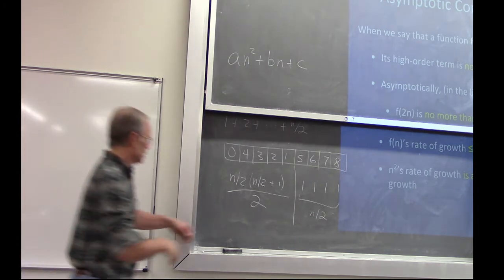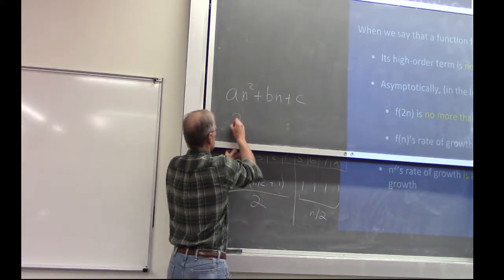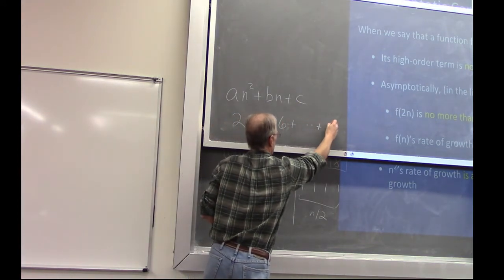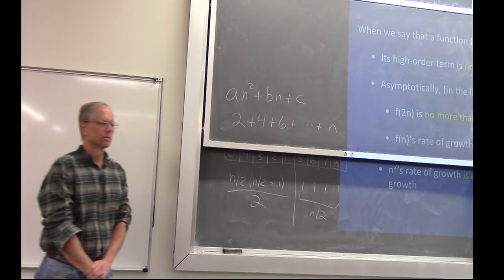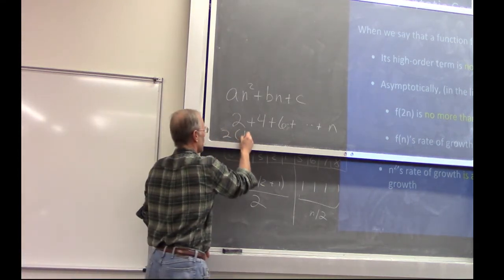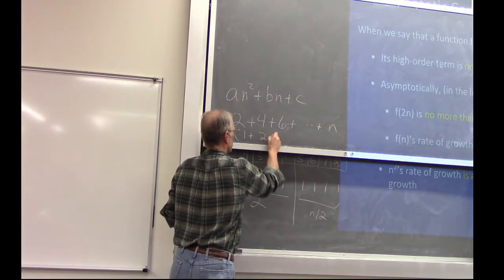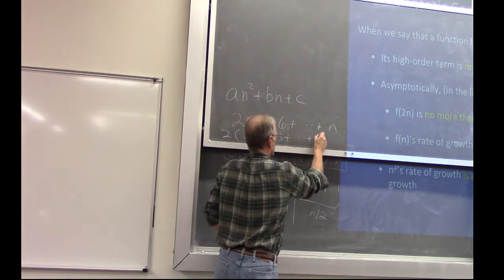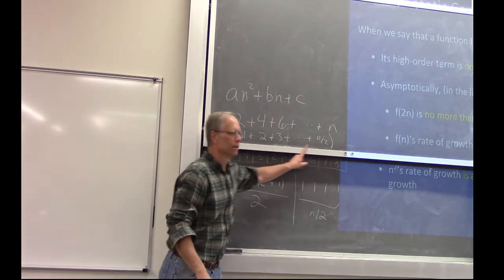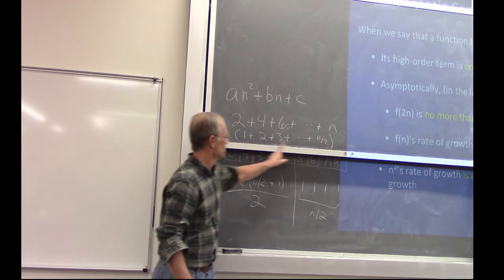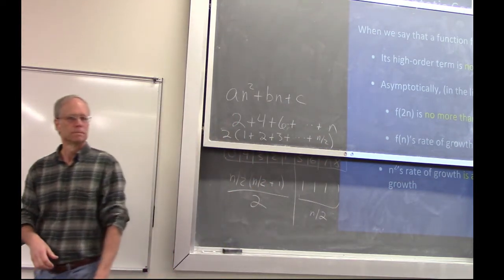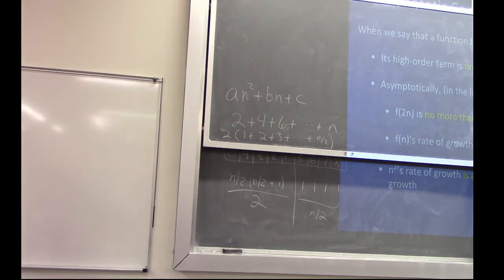So let's say you had this series, 2 plus 4 plus 6 plus n. How can we simplify that? 2 times 1 plus 2 plus 3 up to n over 2. We just saw how to do that. So it's just twice this, not half that. Any other questions?